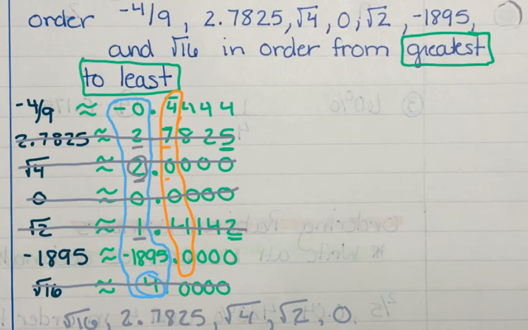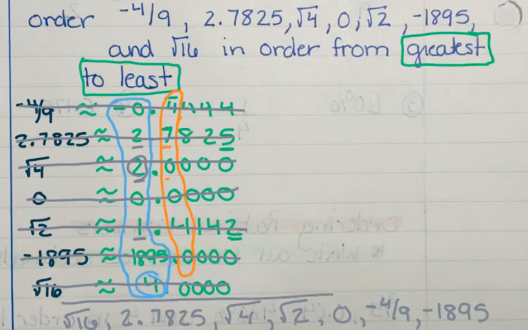And then my next smallest after that is going to be negative 4/9. So I'm going to cross that one off. And then my smallest number is negative 1,895. So there are all those numbers in order from greatest to least. That's why it's important to highlight that portion.